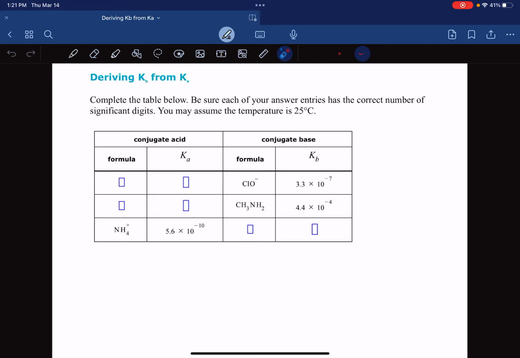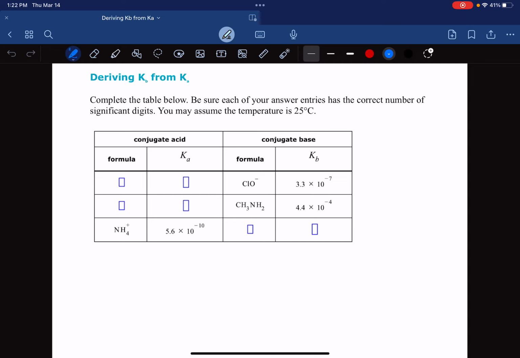Okay, so there are two parts to this problem. One is they're wanting you to write the formula of the conjugate acid when they give you the conjugate base, and the conjugate base when they give you the conjugate acid. And the second is just a plug and chug problem. So let's start off with the very, very straightforward thing.